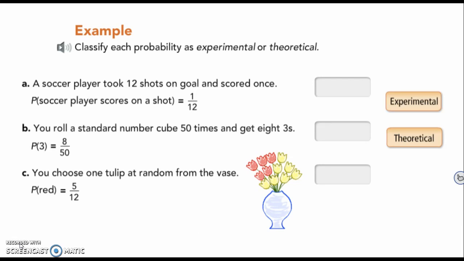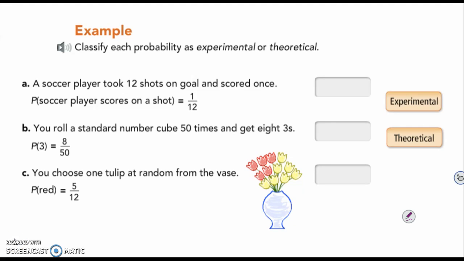Letter B: you roll a standard number cube 50 times and get 8 threes. The probability of 3 is 8 out of 50. Is this theoretical or experimental? Letter C: you choose one tulip at random from the vase. The probability of red is 5/12. Is this experimental or theoretical? Answer these questions in your notes.